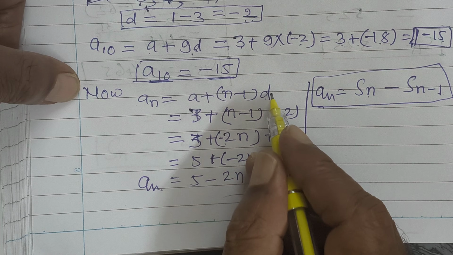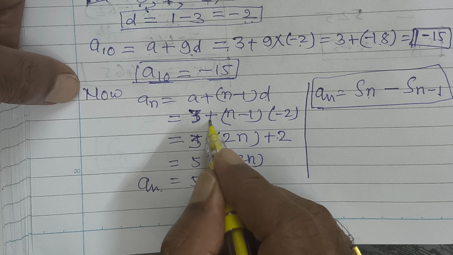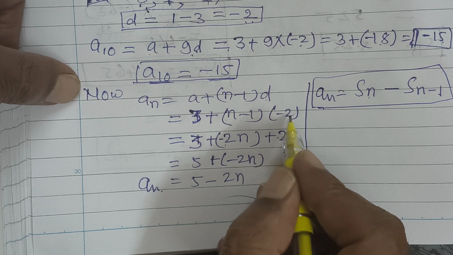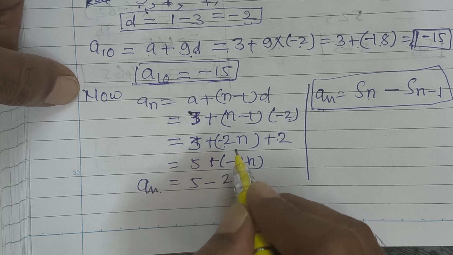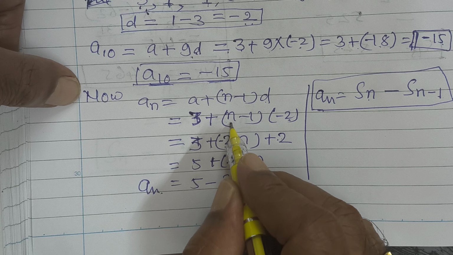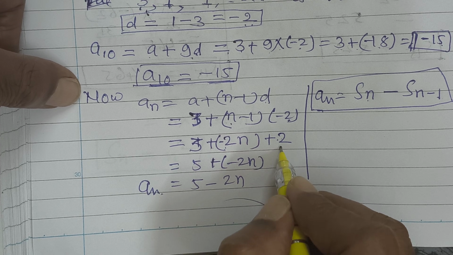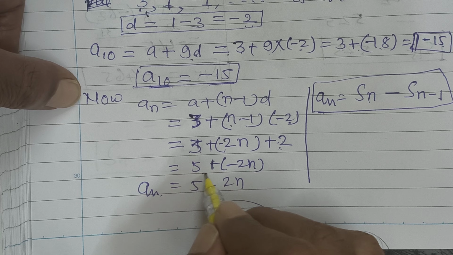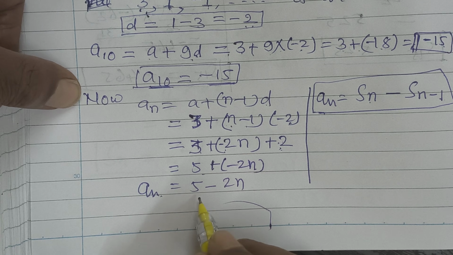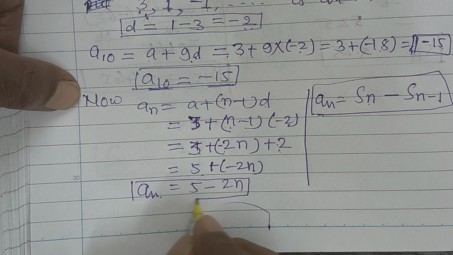So A plus n minus 1 D, An is equal to. So A is 3 plus n minus 1 into minus 2, D is minus 2. So 3 plus minus 2 into n, minus 2n, and minus 2 into minus 1, that is plus 2. So 3 plus 2, 5, plus minus 2n, and so An is equal to 5 minus 2n. So like this.